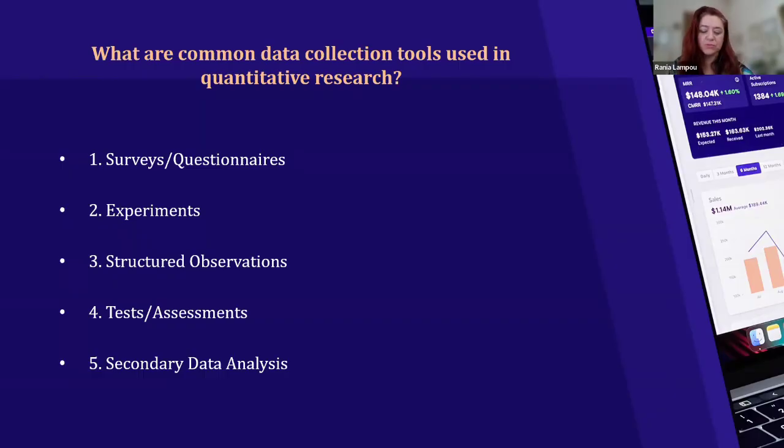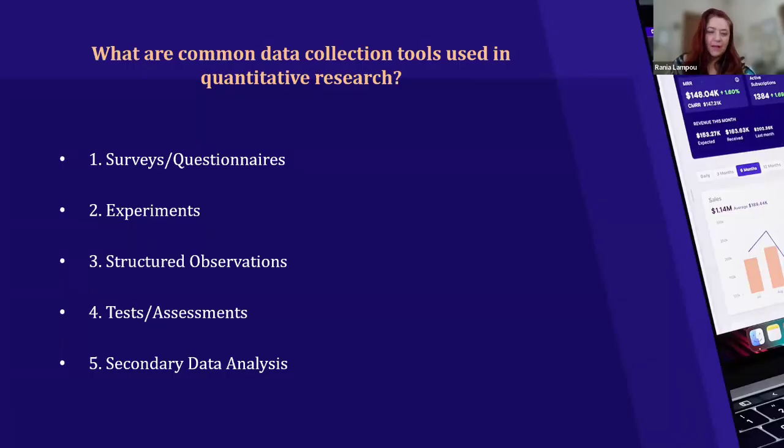Structured observations use predefined categories of behavior which are observed and recorded quantitatively. We use structured observations in behavioral studies, for example the frequency of eye contact or task completion. And what is reliability here? It is dependent on inter-rater reliability, the consistency between observers, which is improved through training and detailed coding schemes.